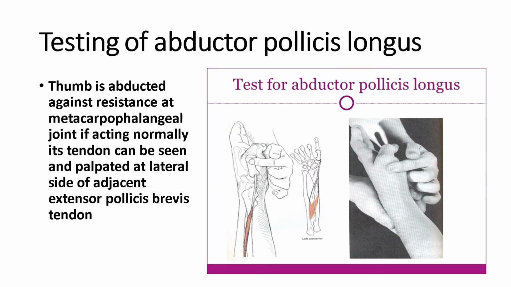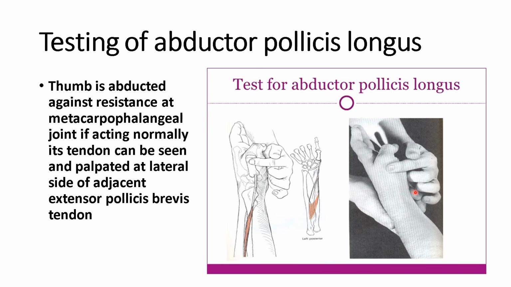So in testing of abductor pollicis longus, the thumb is abducted against resistance at the metacarpophalangeal joint. So this is the metacarpophalangeal joint. It is abducted against resistance at the metacarpophalangeal joint. If the muscle is acting normally, then its tendon can be seen and palpated at the lateral side of the adjacent extensor pollicis brevis tendon.